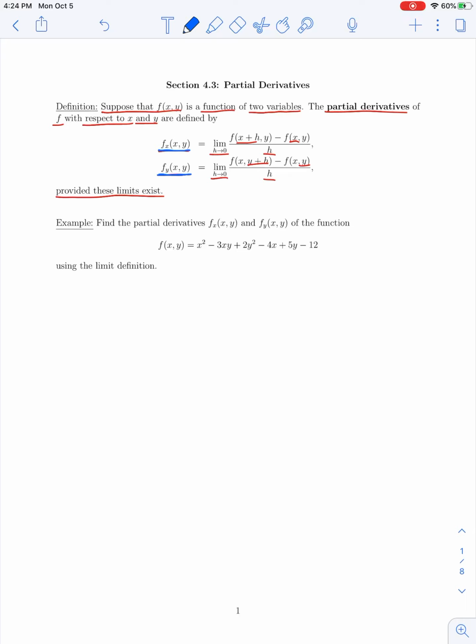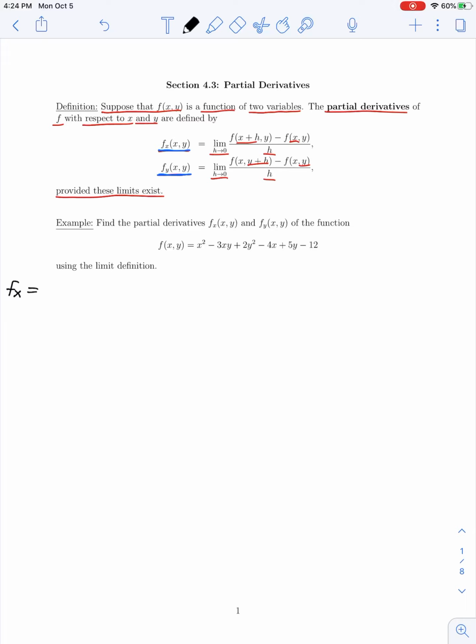So let's look at a first example. We're asked to find the partial derivatives f sub x and f sub y of the function f of xy, which is this polynomial function of two variables. And it says here that we're using the limit definition to find these partial derivatives. So let us start with the partial derivative of f with respect to x. So here, typically instead of writing f sub x of xy, we might just write f sub x.